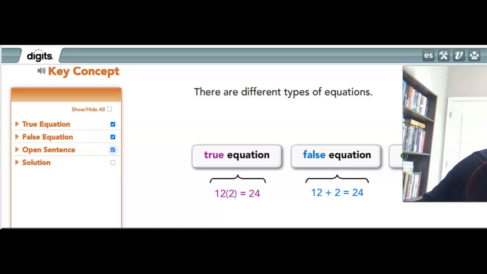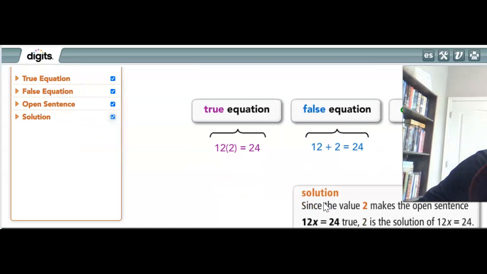What we can then do is we can solve for x. And that's what we're going to do Tuesday and Wednesday. But for right now, we're just going to insert a solution. What number could go in for x to give us a true equation?